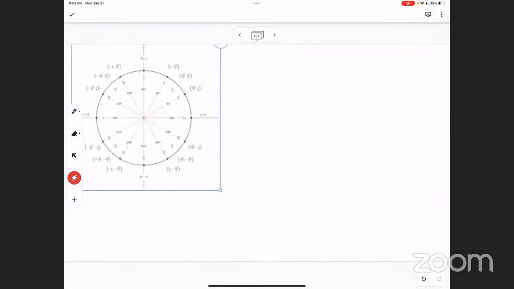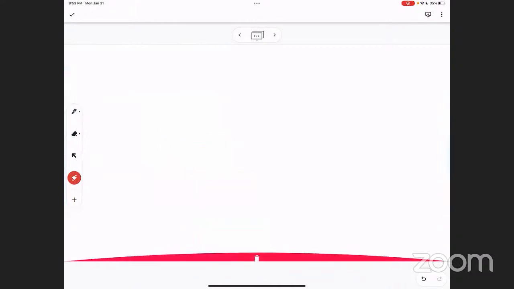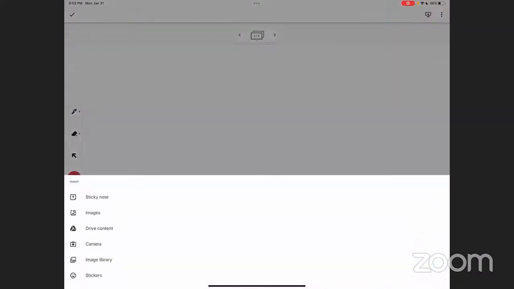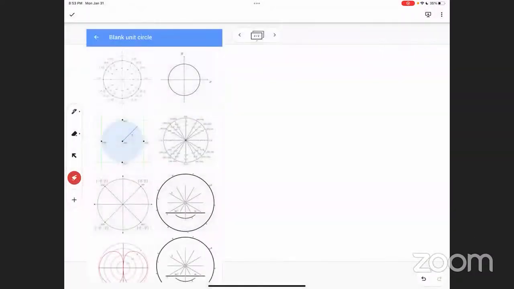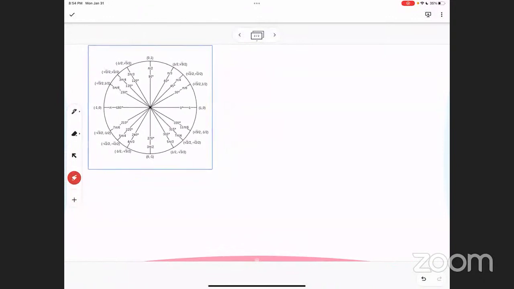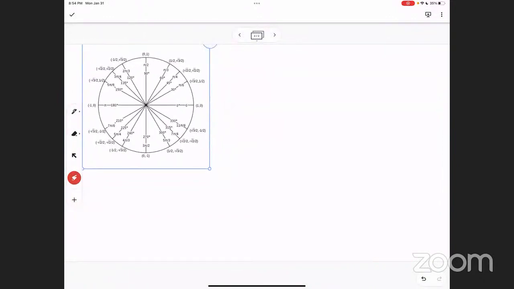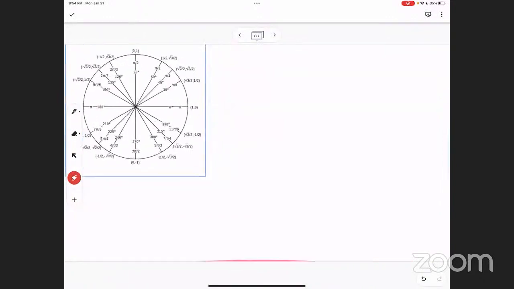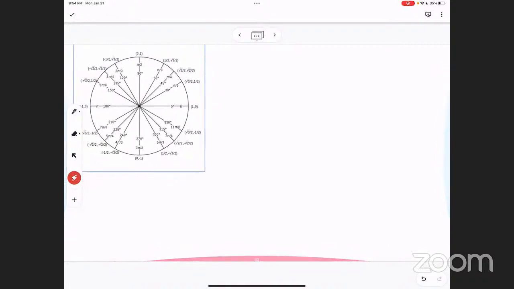Is that clear or no? Doesn't seem very clear. Why do they have it there? Which one do you want? Unclear unit circle? Okay, so there's my unit circle. Okay, and really I just need to see that first. No, let's see the whole thing.